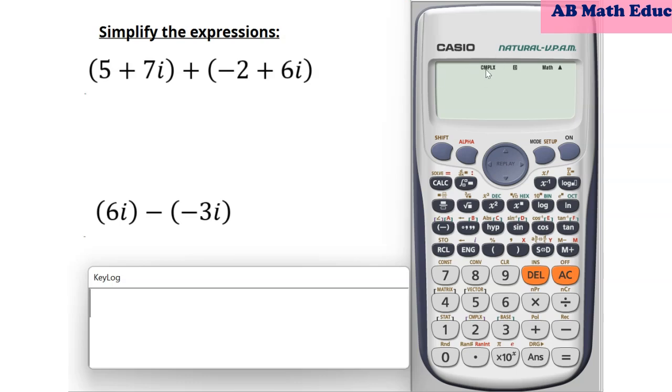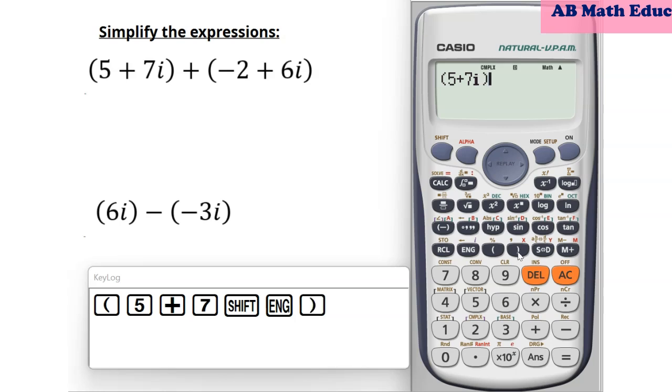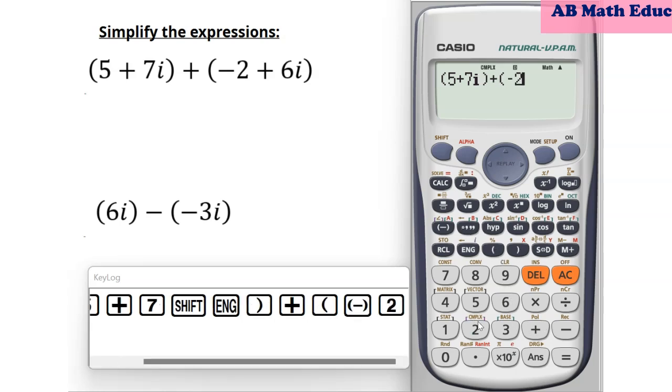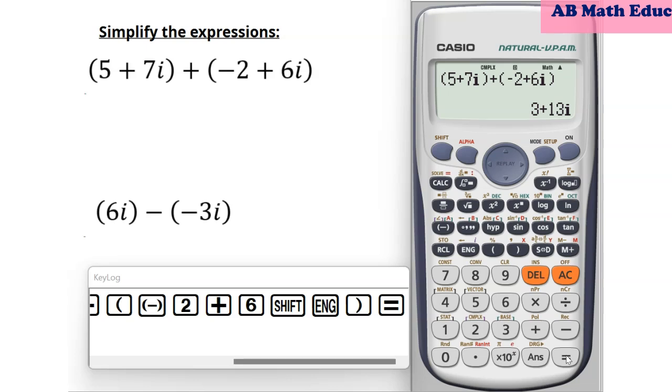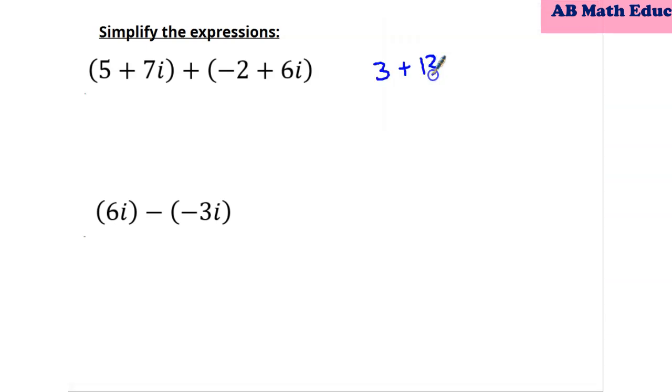Remember, the calculator is already in complex mode, so you're not going to change it. So let's pick our bracket or parentheses: 5 plus 7i, close it, plus parentheses, negative 2 plus 6i, close it. Boom, it gives you the answer. So 3 plus 13i.